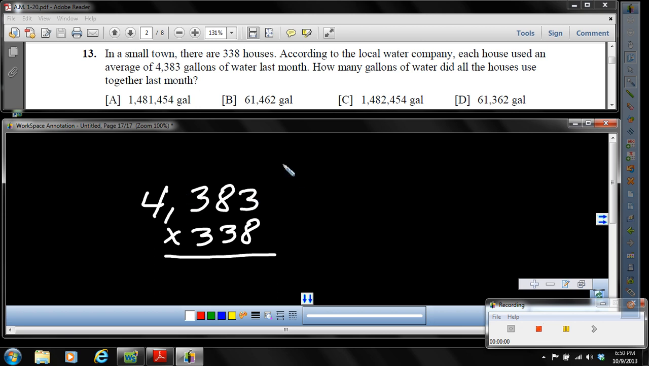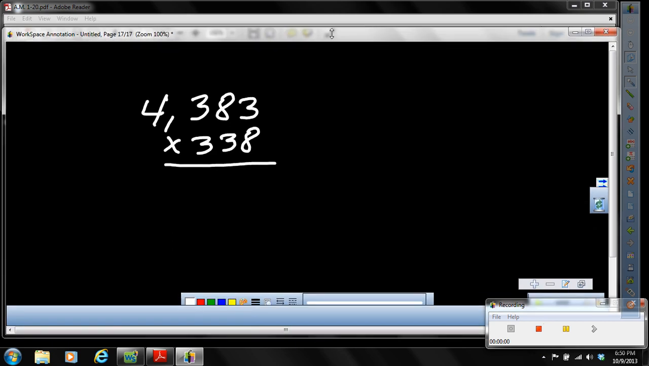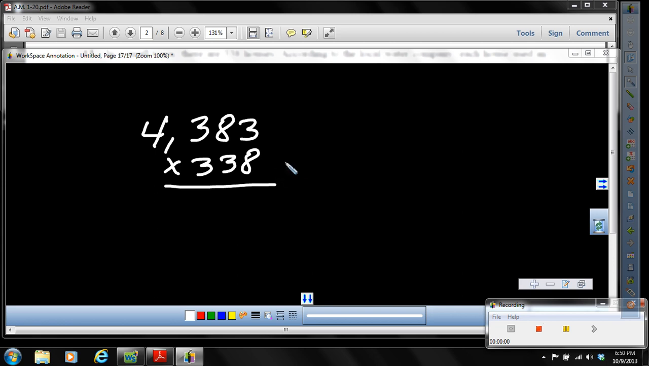Alright, to multiply a 4-digit number by a 3-digit number, we begin in the ones place. We have an 8 in the ones place. 8 times 3 would be 24. We would carry our 2. 8 times 8 would be 64, plus 2 more would be 66. Carry our 6. 8 times 3 would be 24, plus 6 more would be 30. Carry my 3. 8 times 4 would be 32, plus 3 more would be 35.